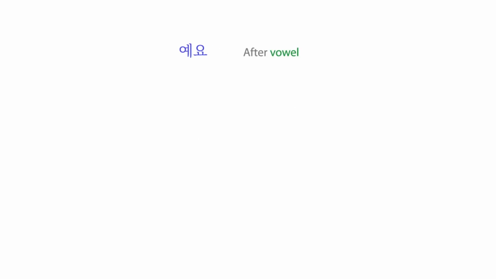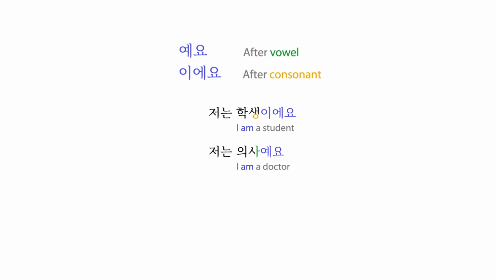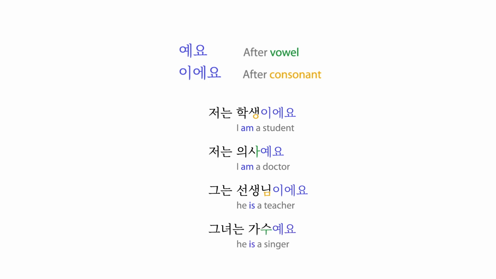To say I am or someone is, we use either 예요 or 이에요. 저는 학생이에요. 저는 의사예요. 그는 선생님이에요. 그녀는 가수예요.